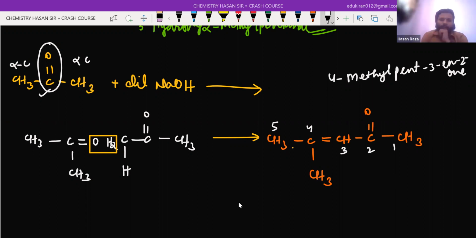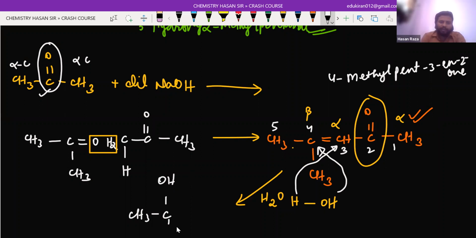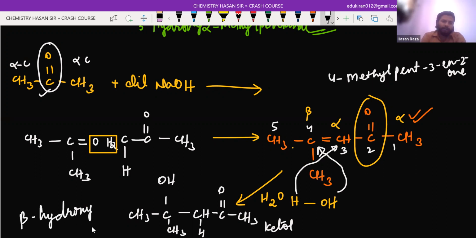And after this, if you want to do the ketol product, add H2O, that means H and OH. You know that this is your main functional group and this is your alpha and beta, and this is also your alpha, but don't go here, don't add hydrogen here because double bond is here. So we are going to add OH to the beta and this hydrogen to the alpha. Then you will be getting CH3, C-OH will be here and CH3 will be here, and then CH2 will be here, and then comes C double bond O. So this is your ketol or beta hydroxy ketone. We can call it beta hydroxy ketone, and this is your ketol condensation.